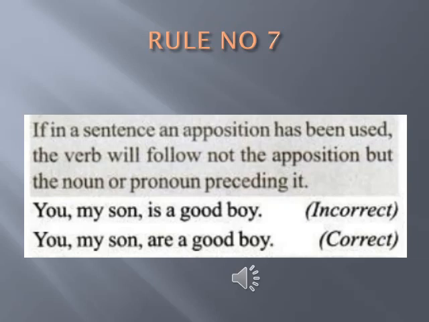You are a good boy. That will be the right sentence. You, my son, is a good boy is the incorrect sentence. You, my son, are a good boy is the correct sentence. Are is referring to you. Keep this thing in mind.